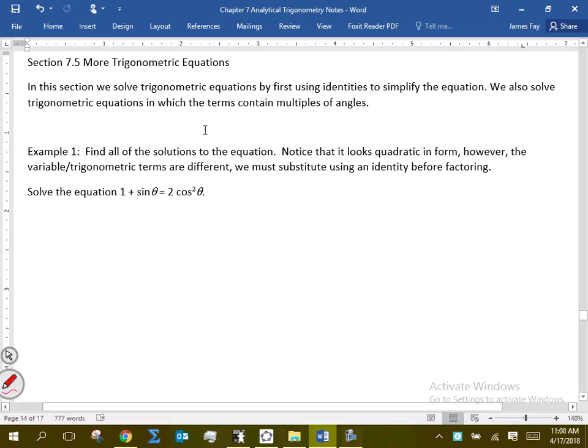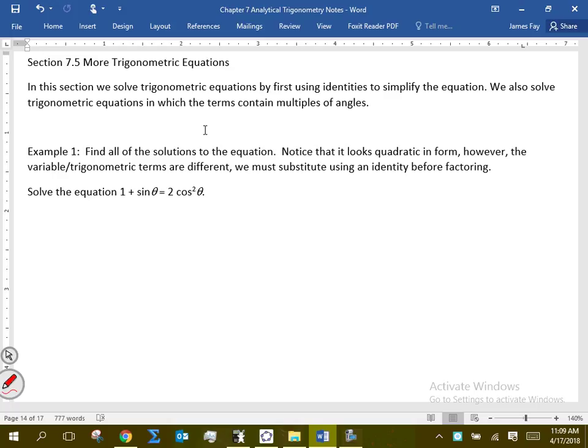Like I said, in this section we solve trig equations again, but you're not going to be able to solve them initially in the format that they are. You're going to have to do something to adjust the equation. And that tends to sometimes be a hard thing for people to do, or to recognize why they have to do it.